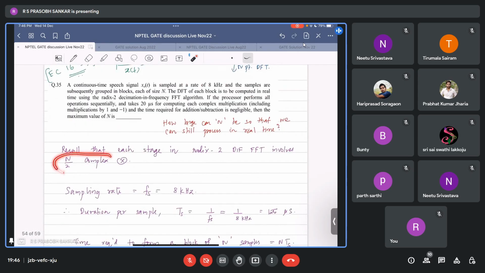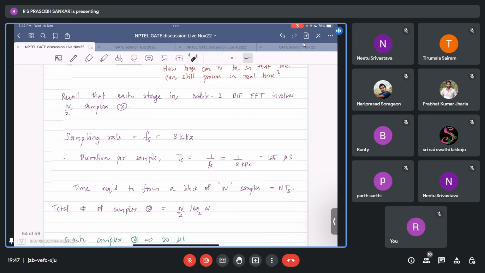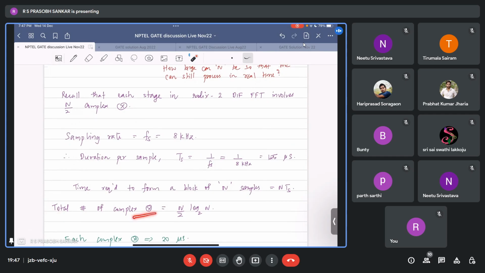Now this N by 2 complex multiplication is for each stage. And for an N point FFT, there will be log N to base 2 stages. So what does it mean? The total number of complex multiplications is N by 2 log N. So when I say complex multiplication, these are the actual complex multiplications. We ignore the time taken for the plus 1 and minus 1 multiplications and all. So the total number of complex multiplications for the entire DFT is N by 2 log N. How are we getting this? N by 2 for each stage and log N stages.